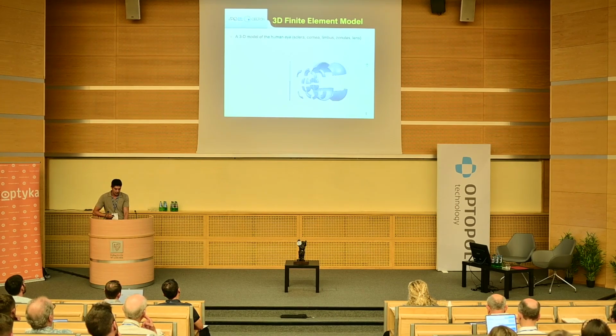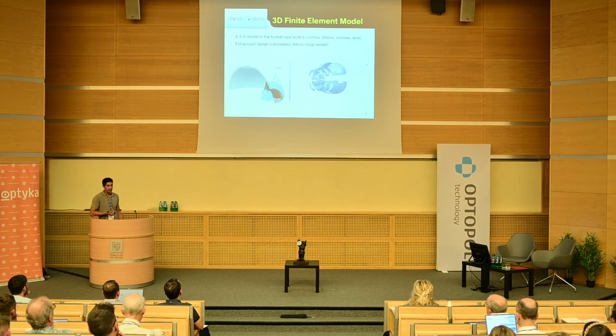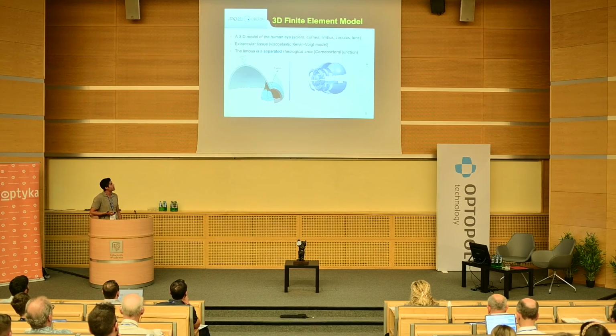You can see the model here. The 3D model of the human eye includes sclera, limbus, zonulus, lens, and also, for our boundary condition, the extraocular tissue, we consider a viscoelastic Kelvin-Voigt model. And the limbus is a separated region that you can see in the middle part of the model.